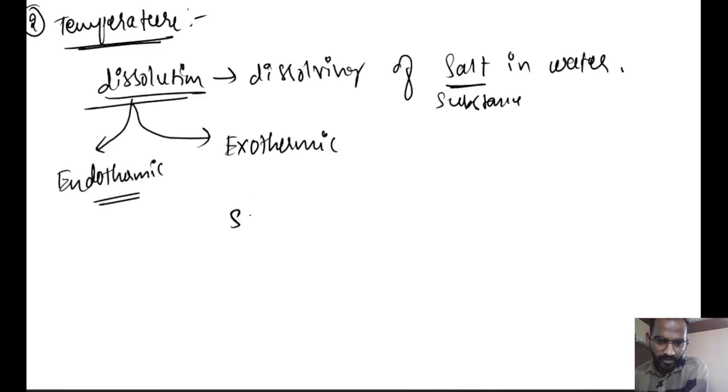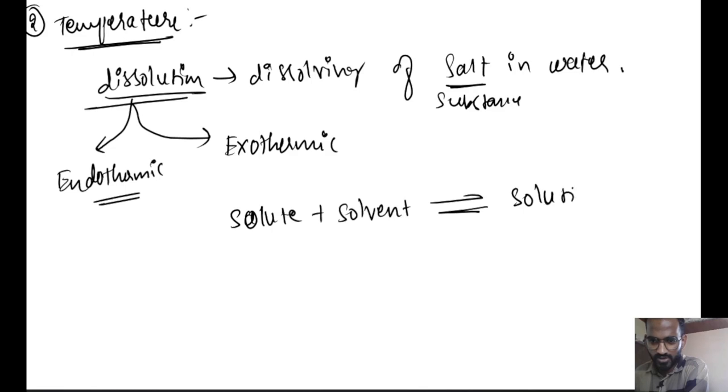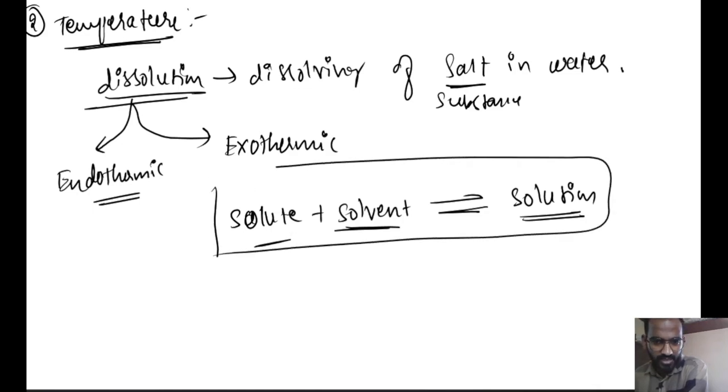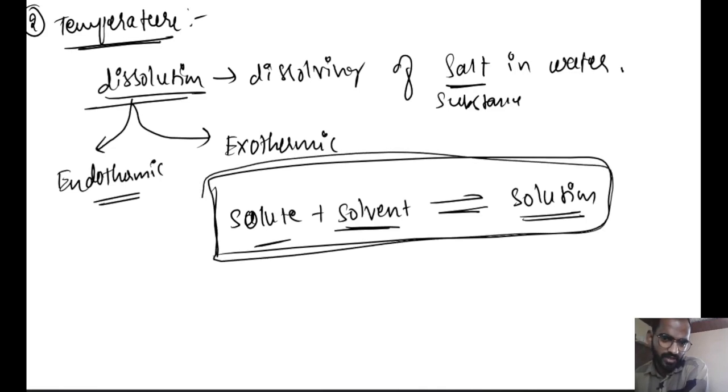Means solute plus solvent always will be in equilibrium with solution, means solute will dissolve in solvent and form solution, and this solution again decomposes and forms solute. Okay, so this equilibrium always will be there. If any variation is done in this equilibrium process, then we will get either solute in more quantity or solution in more quantity, like that. Okay, so now let me come to the point again.